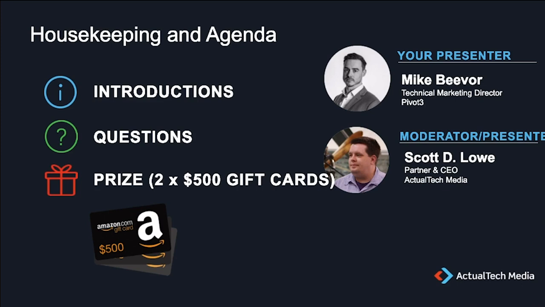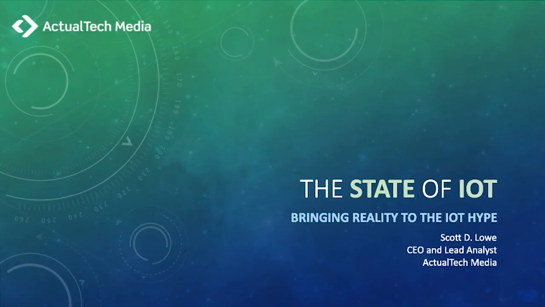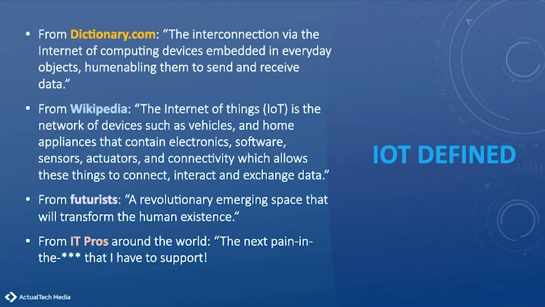And with all of that really important stuff out of the way, we're going to get started with a discussion around the state of the Internet of Things, IoT. There's a lot of hype around IoT. If you look at the Gartner spectrum, it's at the peak of inflated expectations. There's a lot that needs to be covered. But first of all, what is the Internet of Things? I think this is one of the things we have to get beyond. It means different things to different people.